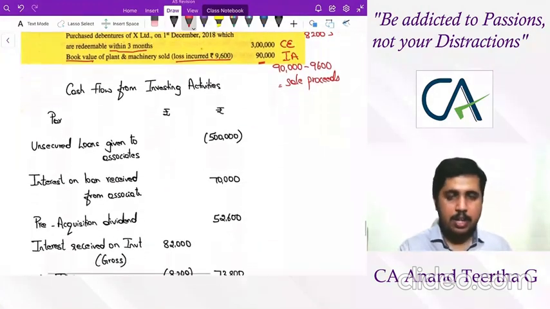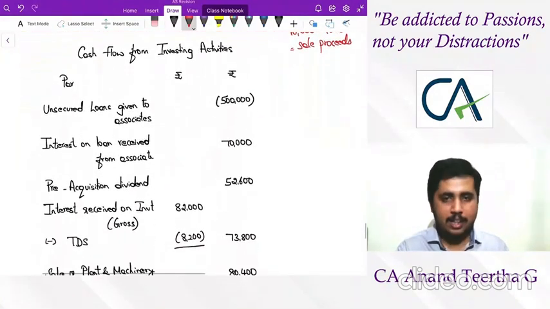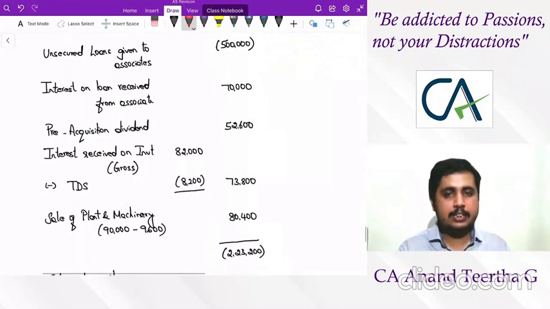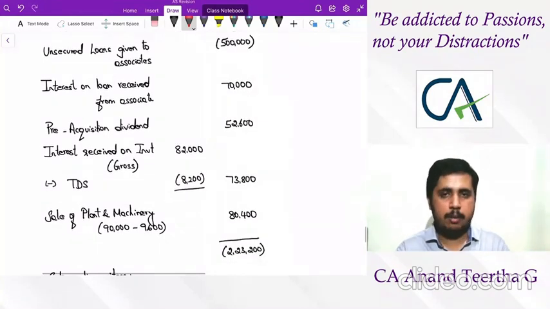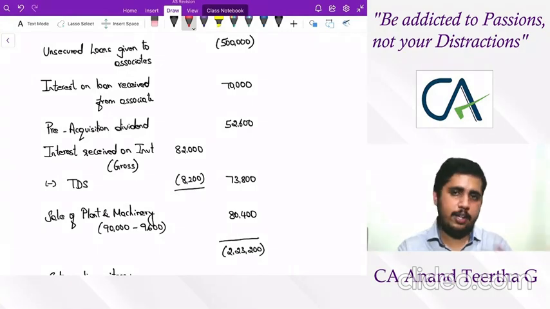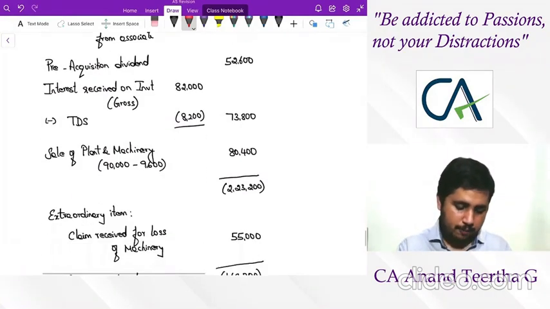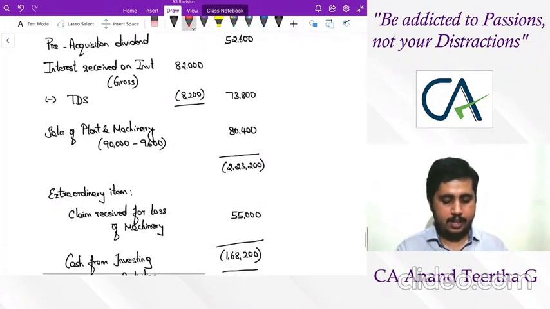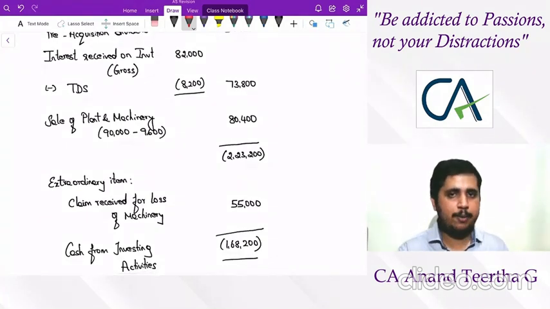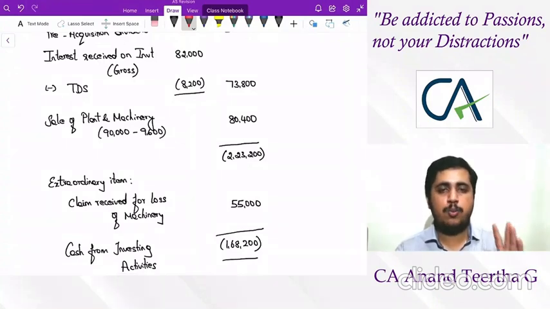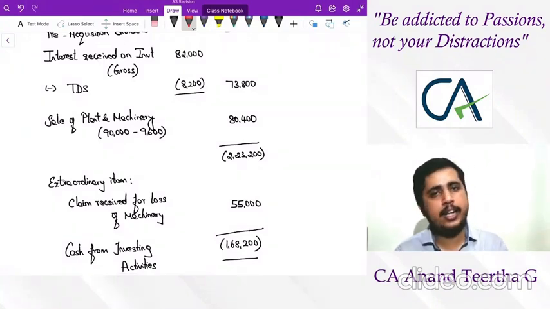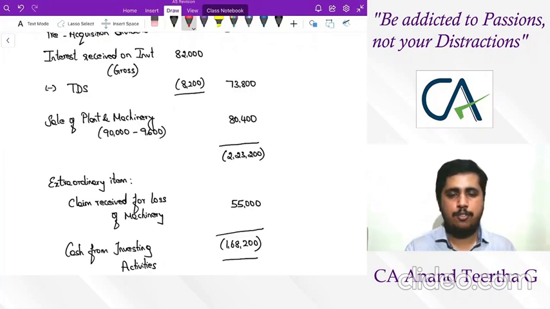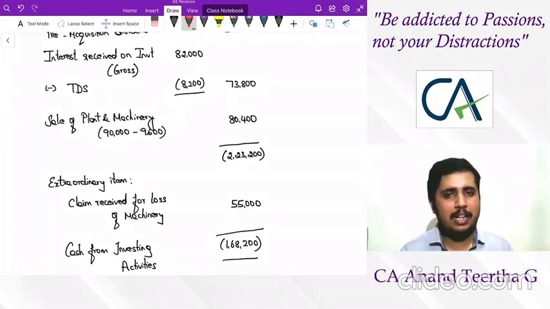So if you could see now, unsecured loan given to associate 5 lakh, interest is 70,000, dividend 52,600, interest received on investment in the inner column 82, less TDS 8,200, then the outer column. Sale of plant and machinery 90 minus 9,600. Extraordinary item will be shown separately. Claim is received, therefore it is positive. When it is positive, cash inflow. When it is negative, cash outflow. So this is how you have to calculate your cash flow elements whenever an accounting standard based question is asked to you.